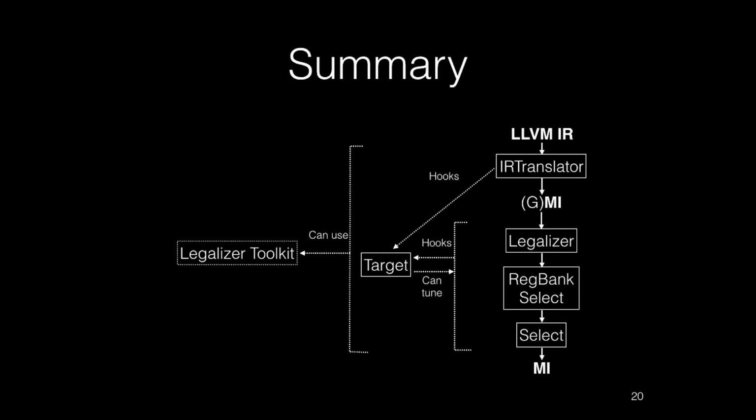Also, the generic passes would use hooks so that the target has a way to drive what's happening. And like I mentioned, you have this legalizer toolkit that can be used by any pass to do what the legalization does, like expanding something or scalarizing something. Legalization stuff, you get it.